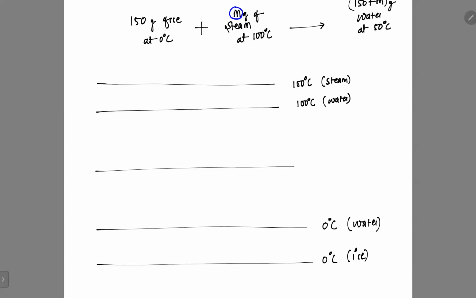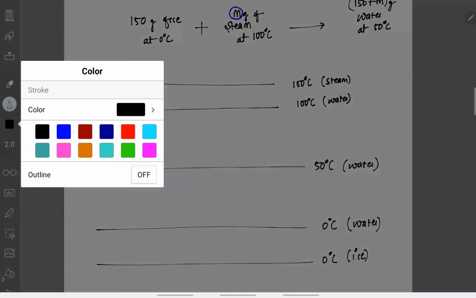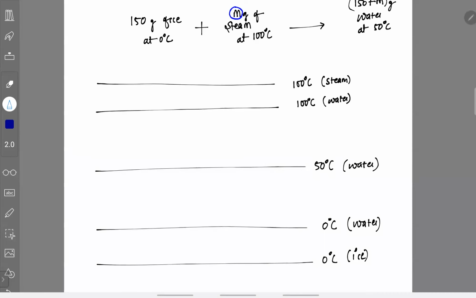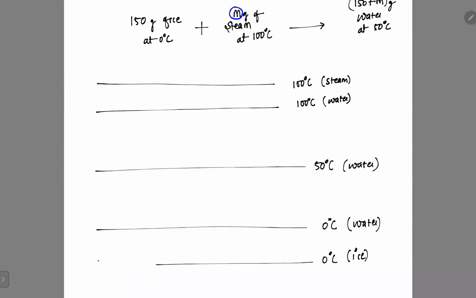So make that 50 degrees Celsius line. And at 50 degrees Celsius, you have got water, right? Agree? Okay. Now plot it. Place everything where it belongs. 150 gram of ice was at 0 degrees Celsius. So don't you think I should be putting 150 gram of ice here?